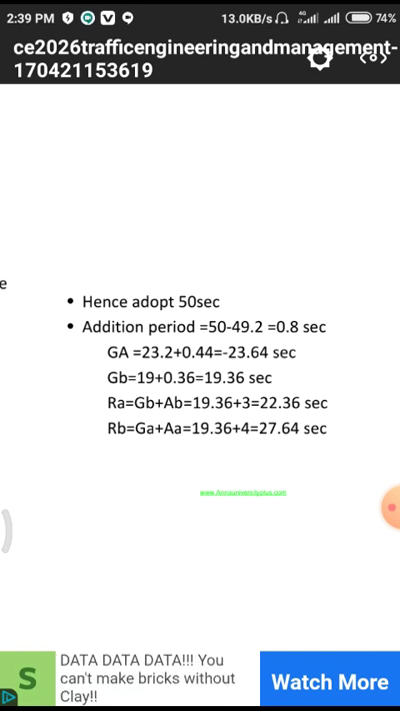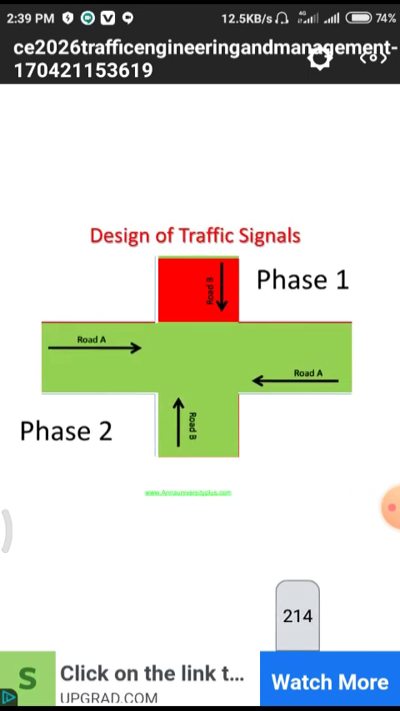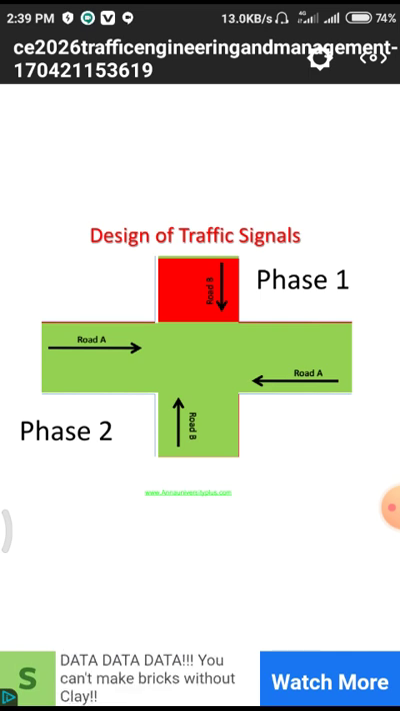So total ready time for A equals GA plus AB. Ready time for B equals GB plus AA. These are the two cycles. This is the phase diagram for movement of vehicles. So if one phase is closed, automatically the remaining three phases have to move in different directions.